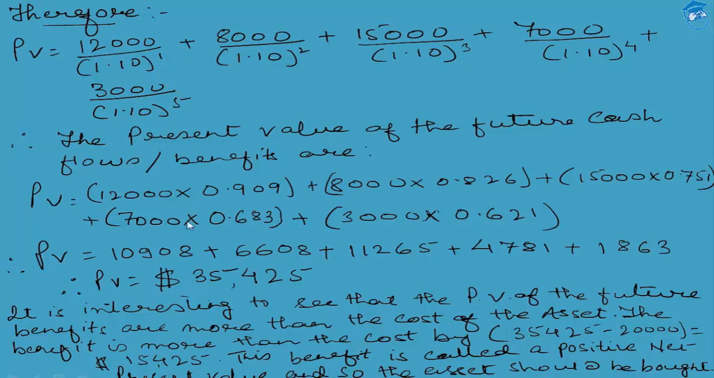So going by this explanation, we can say that this is a strong case in favor of the asset. The finance manager should purchase the asset. He should invest 20,000 USD at T0 in order to buy the asset.